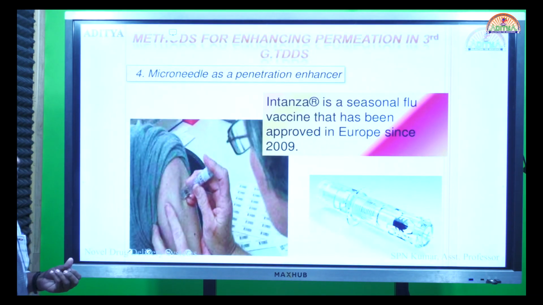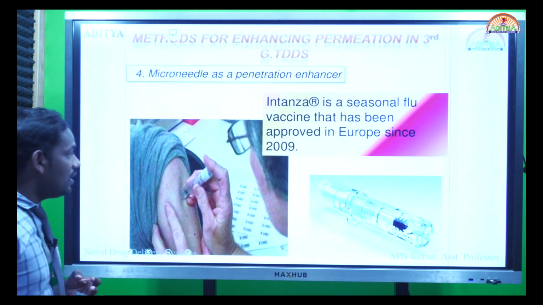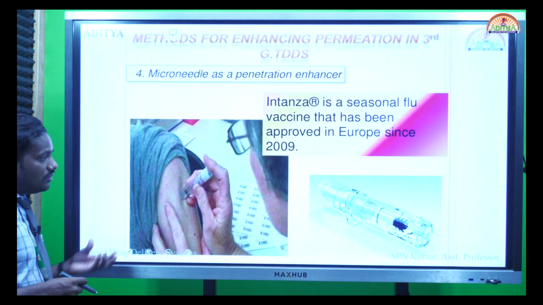So here is a marketed example. This is Intanza, which is developed by the Intas company, which delivers the flu vaccine through this route.